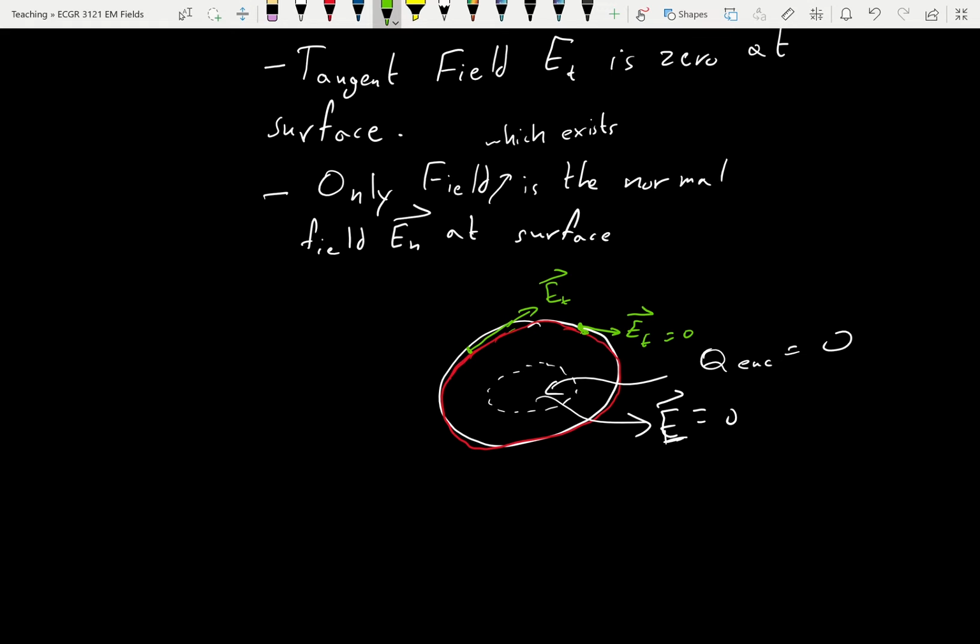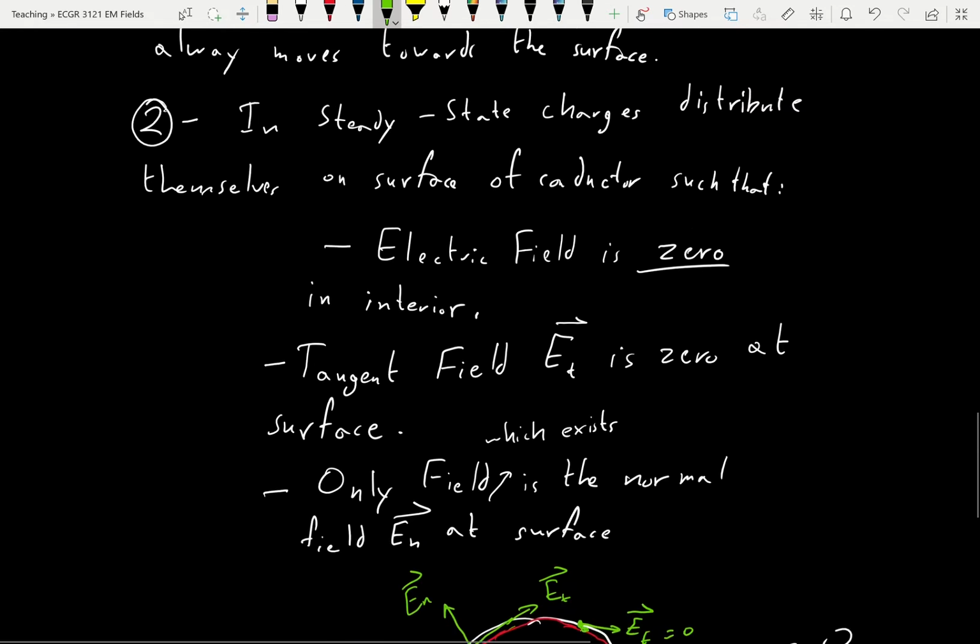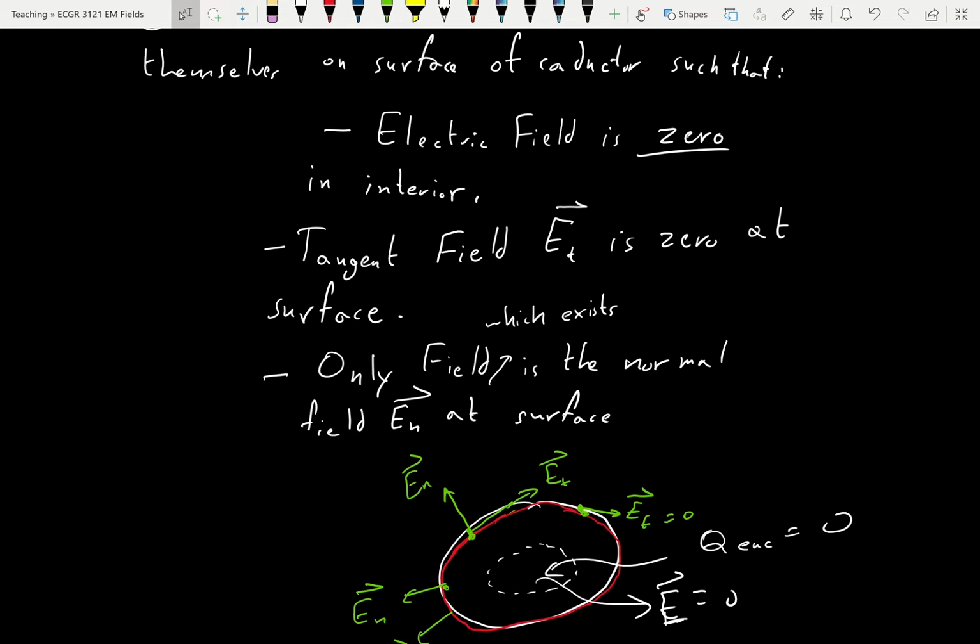The only field that can exist is the field that pushes the charge onto the boundary. So the only field that exists is the field that's normal to the boundary. And this normal field can be positive or negative. It can be pushing out, it could be pushing in. It's going to be pushing out if there's a positive charge distribution, and pushing in if there's a negative charge distribution at that point of the boundary. Okay, so those are the three basic facts explained.